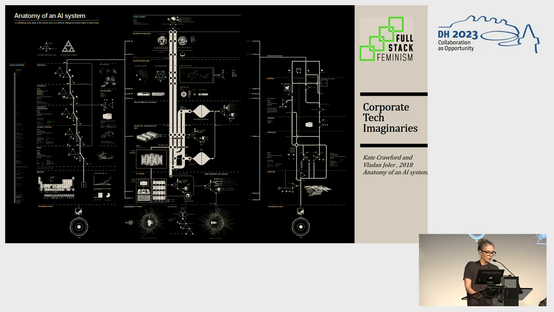So Crawford and Joler's 2018 Anatomy of an AI System is a full-stack mapping of the Amazon Echo Alexa, a machine listening device that contains seven directional microphones, audio signal processing, and machine learning to make sense of sound and speech. The user can be listened to at all times, and listening is also framed to support visually impaired users.